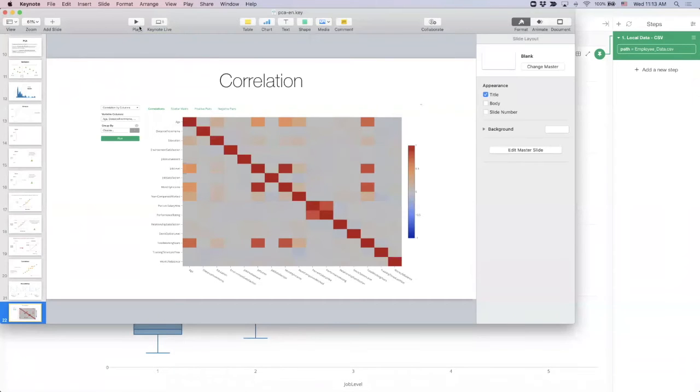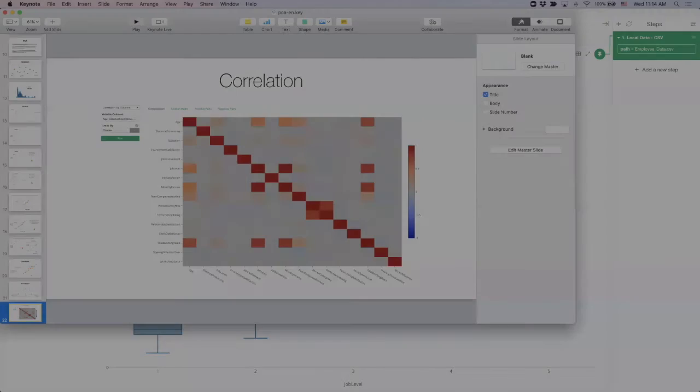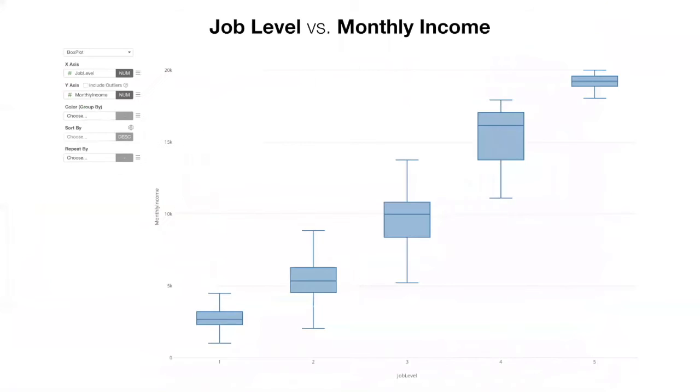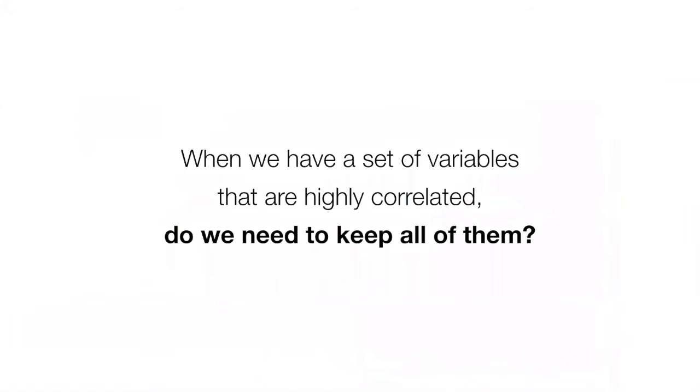So let's go back to the slide. Now here's the question. We have a set of variables, in this case about 30 variables. When I say variable, it's basically the same thing as the columns in table data, or attributes that describe, in this case, an employee.